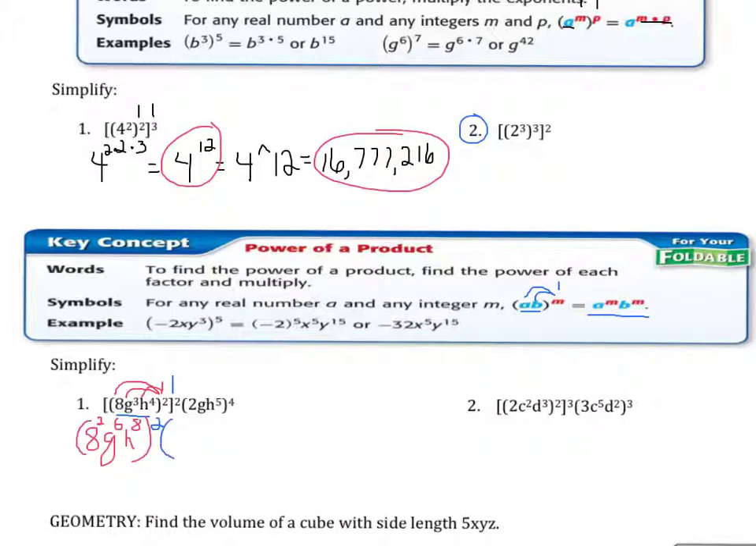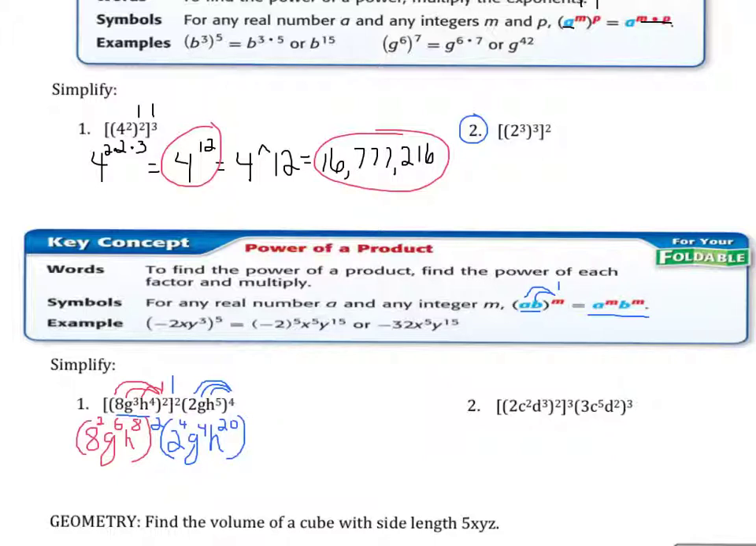But before we get onto that, I'm going to do the same thing with our 4 in this part of the problem. So we've got 2 to the 4th, g to the 4th, and h to the 5th times 4 is going to be 20. So we get h to the 20th.